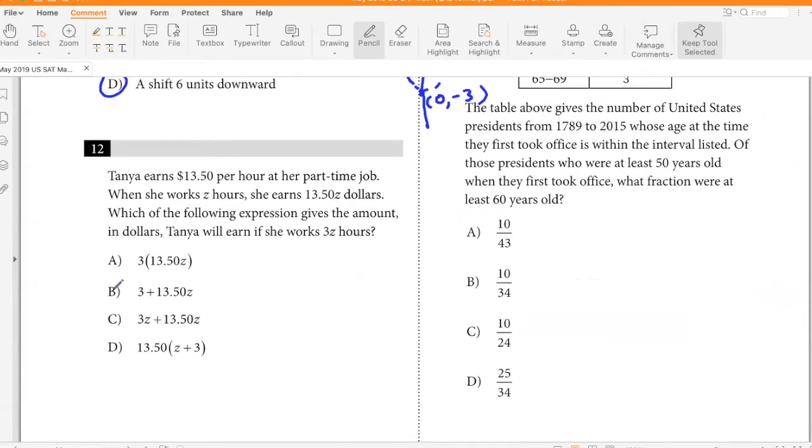Tanya earns $13.5 per hour at her part-time job. When she works Z hours, she earns $13.5Z. Which of the following expressions gives the amount in dollars that Tanya will earn if she works 3Z hours? So for Z hours, she earns 13.5Z. So for 3Z hours, she will earn 13.5 times 3Z, right? So 13.5 times 3Z, A.